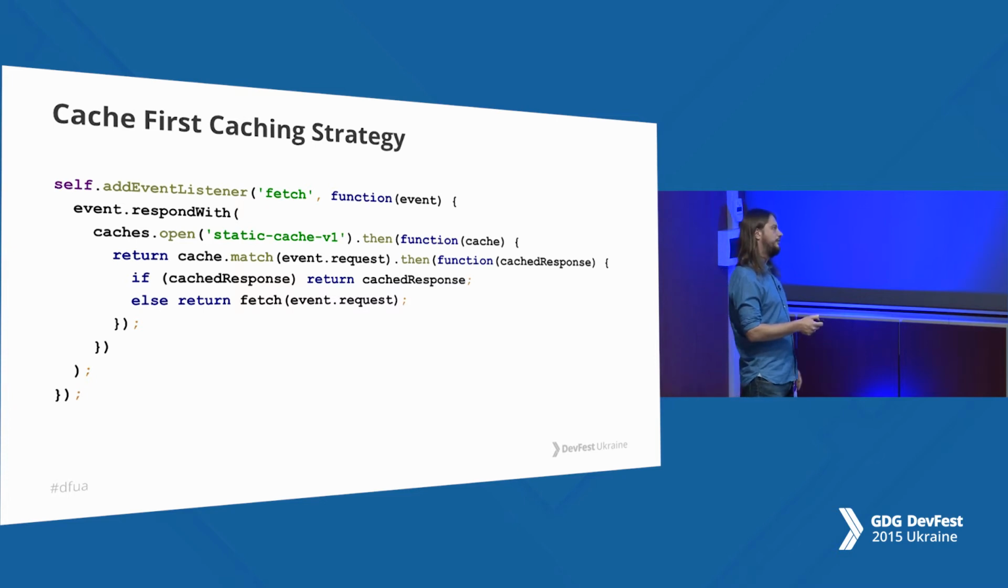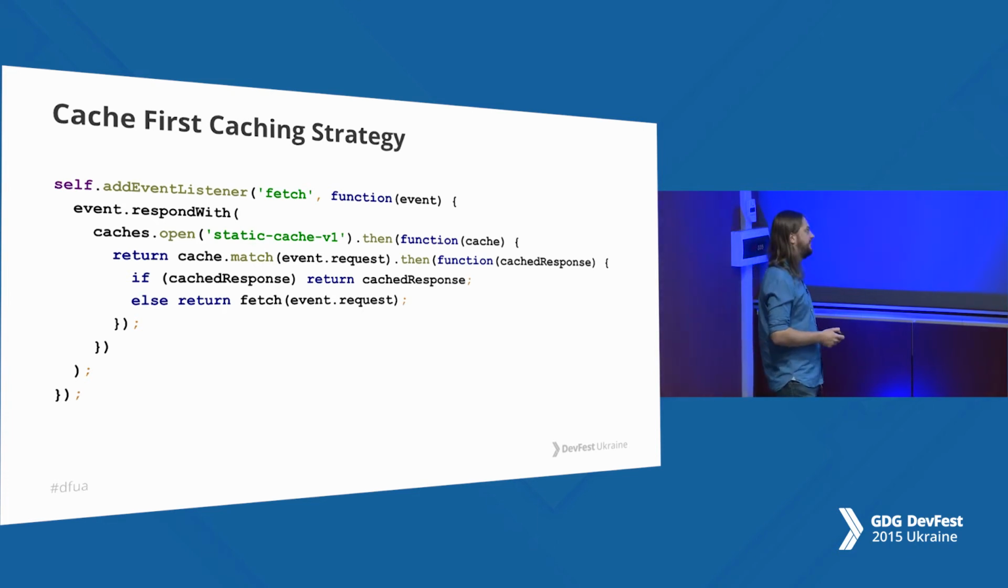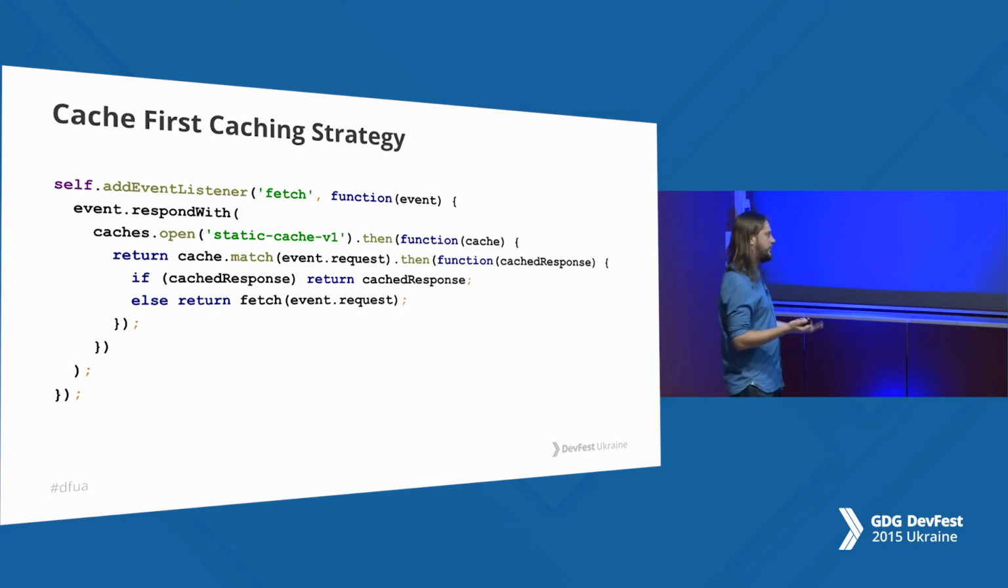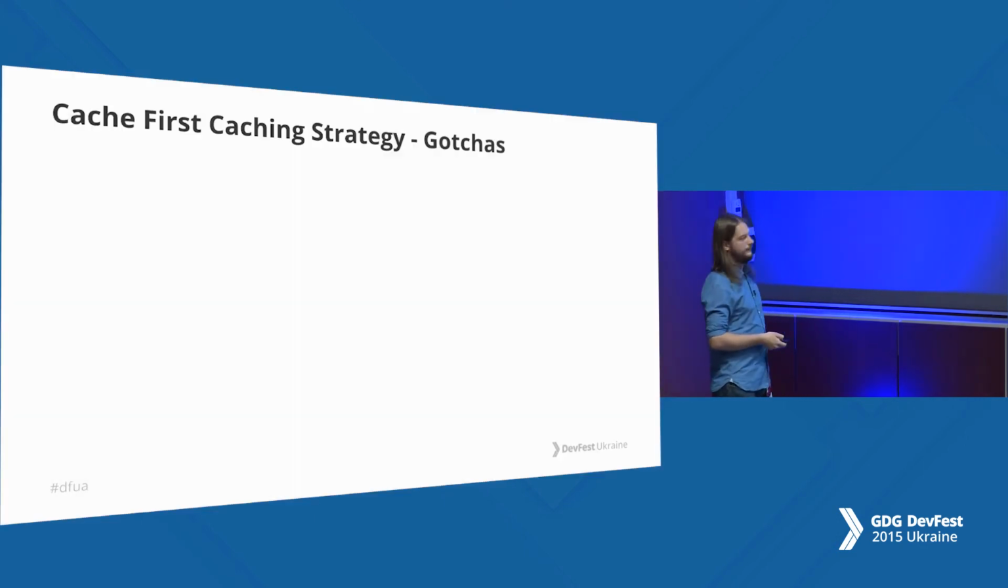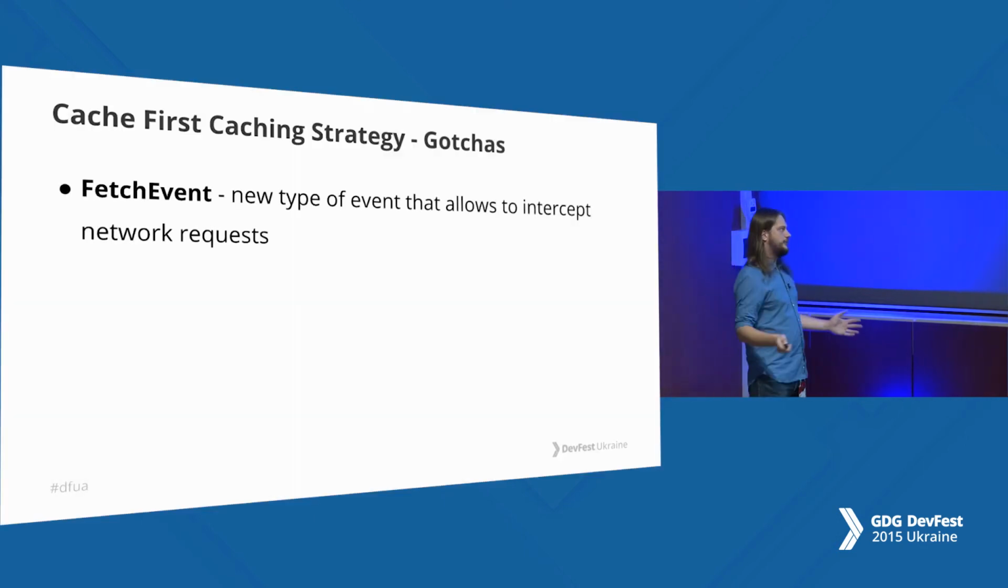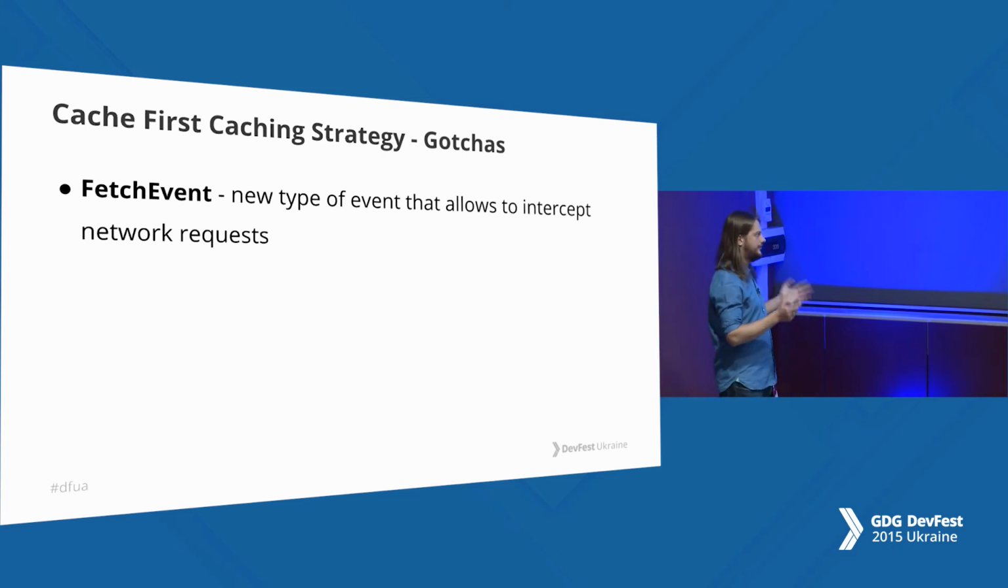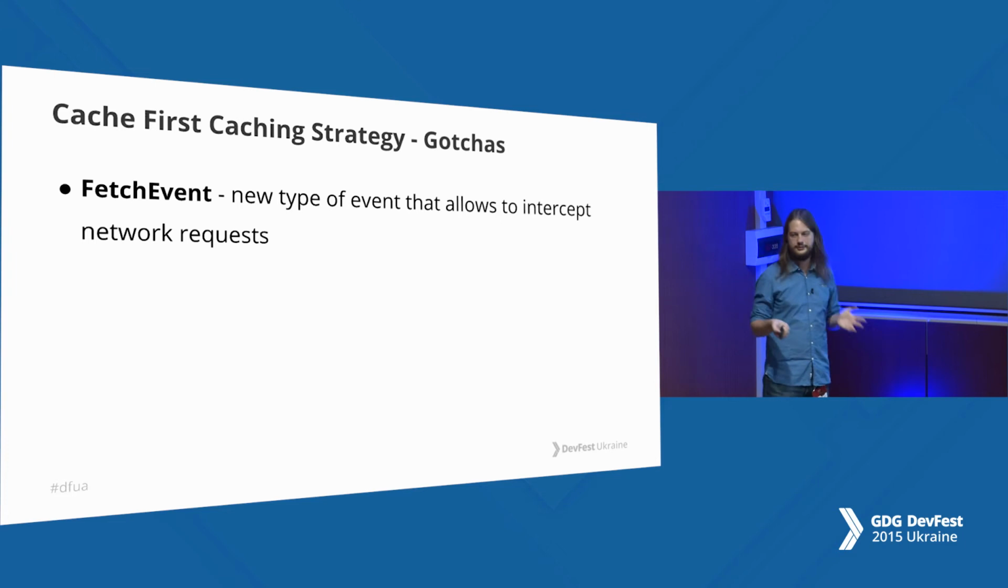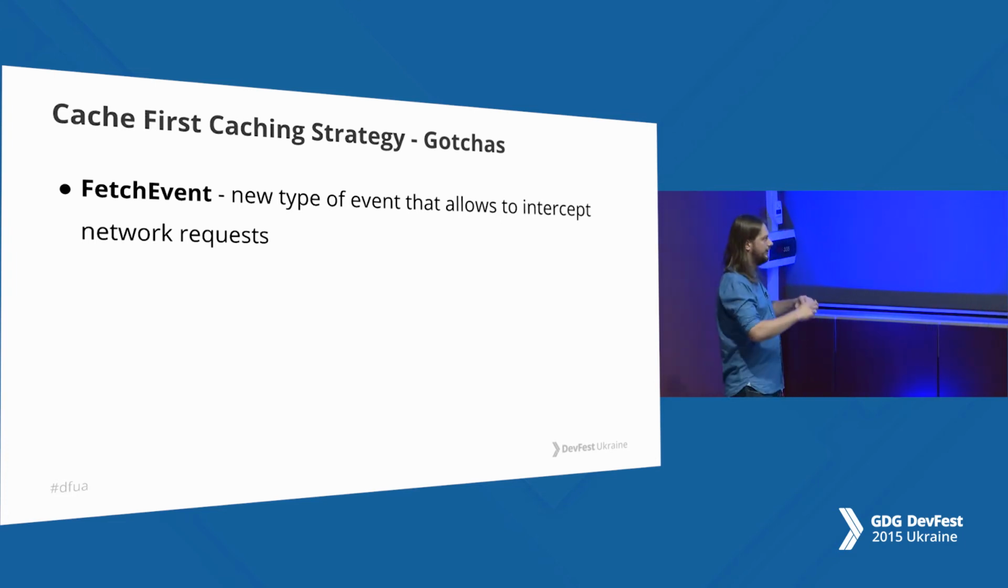So what is fetch? Fetch is also a new API that comes with service worker. You will hear it today frequently, this phrase, new API, because service worker is completely new stuff and is full of new APIs. So this fetch does the network request. So we can call it and return it if we didn't find our cached response in the cache. So again, gotchas. Fetch event is a new type of event. It's a network request event. It allows us to intercept network requests. So it's kind of an interceptor in the browser.